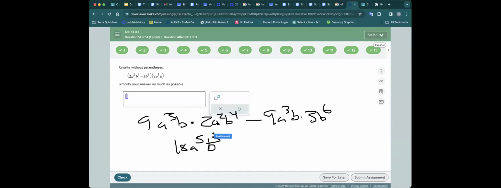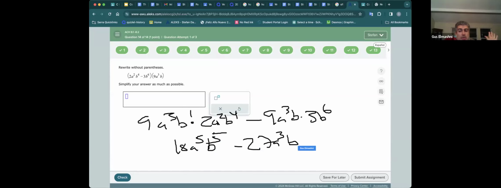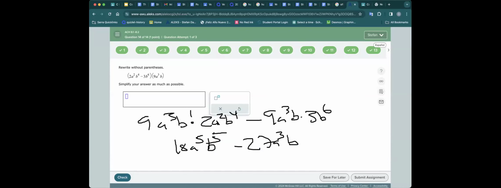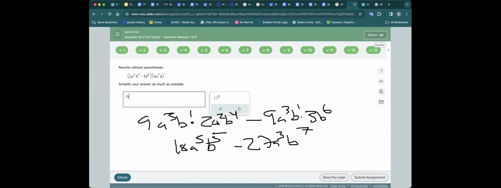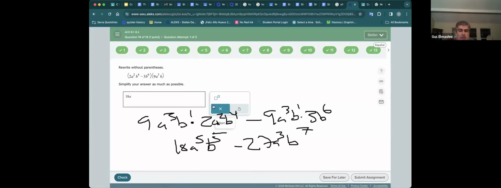And the next one will be 27a to the third, b to the seventh. Right. And I see why you're doing that, because you're so used to combining x, but they have to be the same base, which they were not. And that's it. You got it. Good. You're getting much better now. This is good.